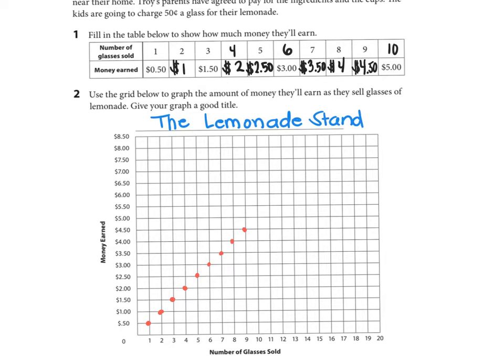Even though this stops at 10 for $5, I know that if I kept going, it would just look like this. And that looks like that's on a linear pattern. Let's see how well I can draw a straight line here. This is on a linear pattern in a line. Let's move on to the next one.